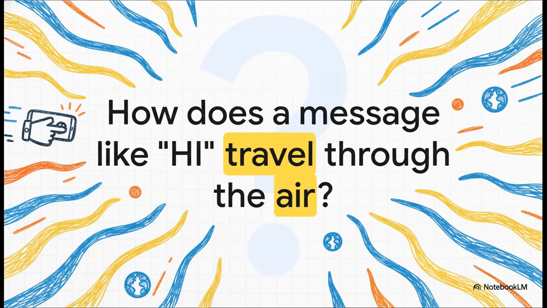I mean, think about it. You type "hi," two little letters, you hit send, and poof, it's gone. Across the room, across the country, in basically an instant. It's obviously not traveling as tiny little letters floating in the air. So what does it actually look like? What's really moving from your phone to theirs?